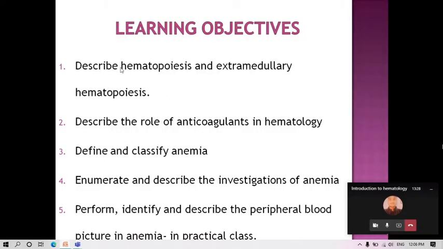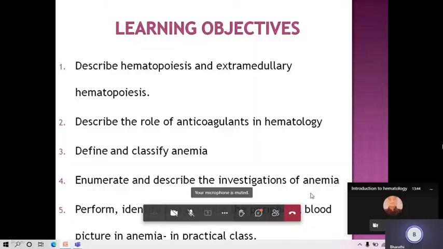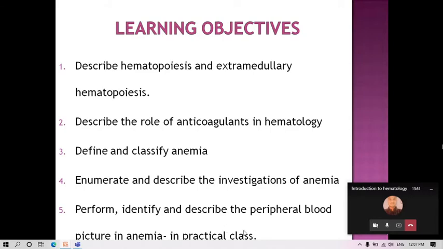The first objective is to describe hematopoiesis and extramedullary hematopoiesis. The second is you should be able to describe the role of anticoagulants in hematology. You should be able to define and classify anemia, enumerate and describe the investigations of anemia, and the last objective is mainly for the practical classes: you should be able to perform, identify, and describe the peripheral blood picture in cases of anemia.